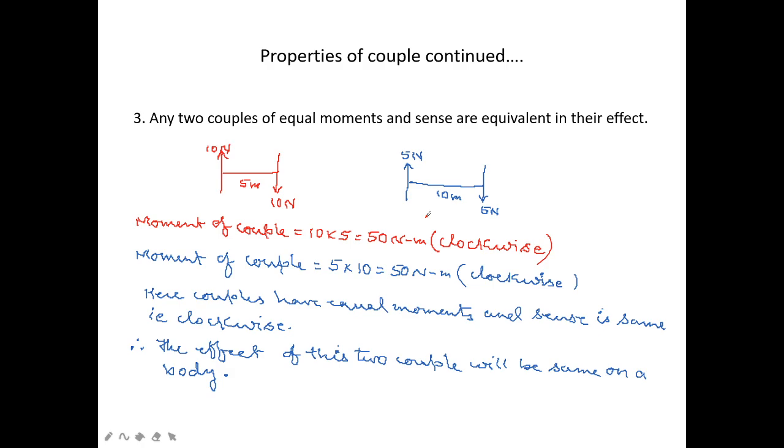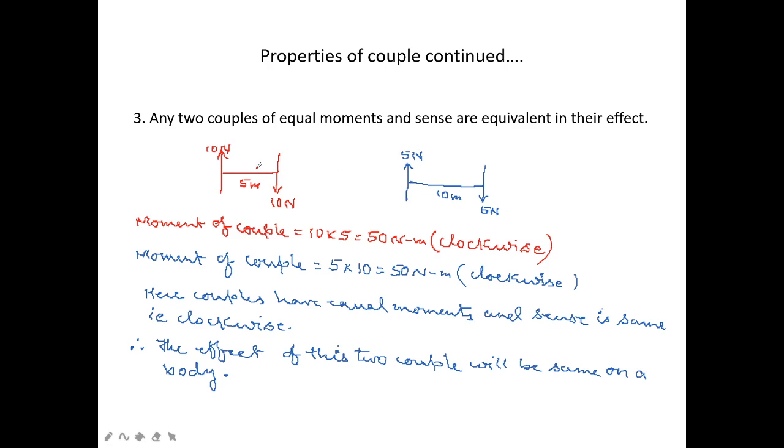Number three, any two couples of equal moment and sense are equivalent in their effect. That means this, if you have a couple acting on a body, you can replace this couple by another couple if its moment is same and the sense is also same. Then their effect on the body will be same.